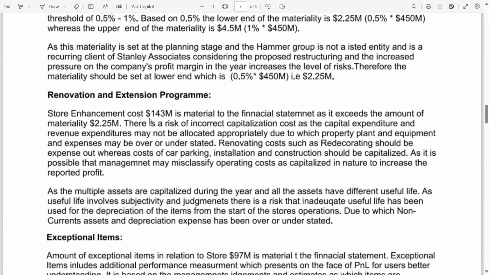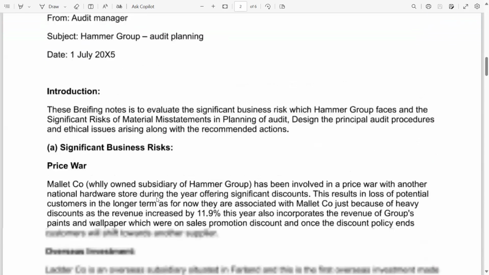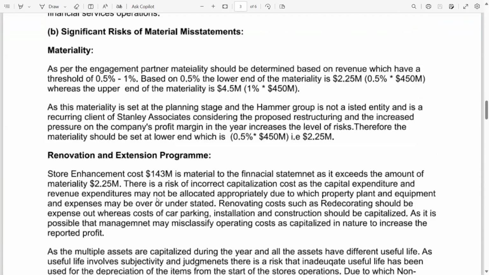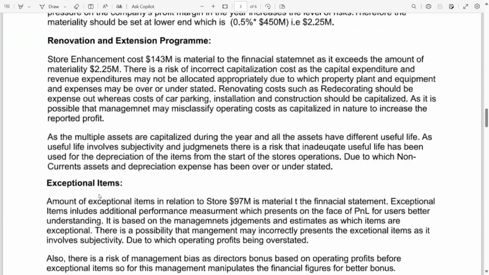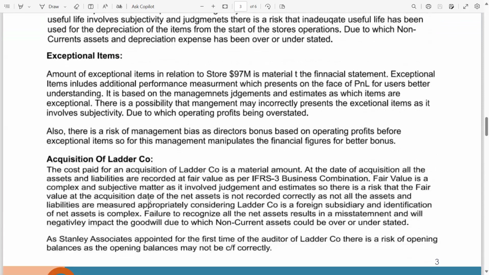Look, the cost is 140 million. It's material as it is above the amount of materiality. If you check this risk number 2, the amount is 97 million, which is less than 140 million. So I prioritize this risk as risk number 2, and risk number 3 will be less than risk number 2.